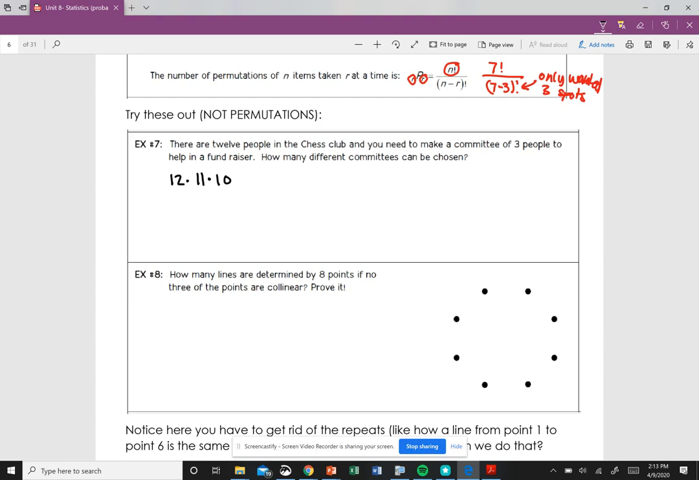But remember, those 3 committee members can be organized in any way, and we don't care what order they were picked in. So then we need to divide to get rid of the repeats, or the same 3 people showing up in those front seats. Okay, so you divide by 3 factorial.